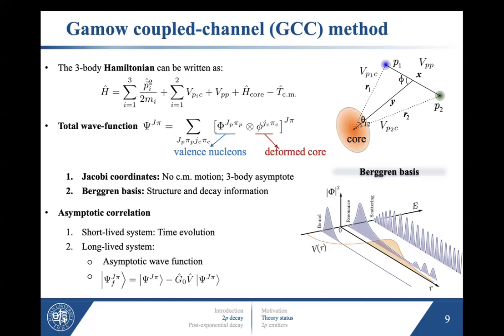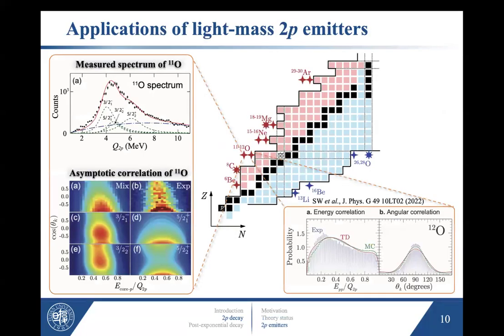So there's another way using the asymptotic wave functions. For example, we can extract the asymptotic wave function directly from the Gamow basis, or use transition matrices to get the final wave functions. And then we applied our models to study different two-proton emitters.